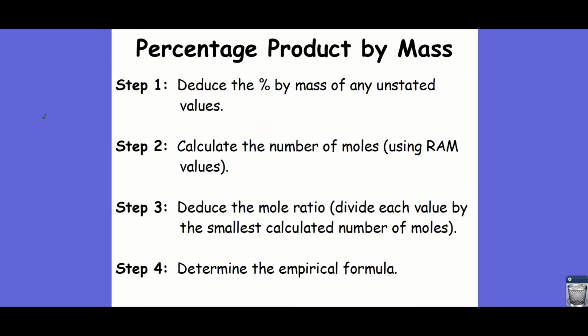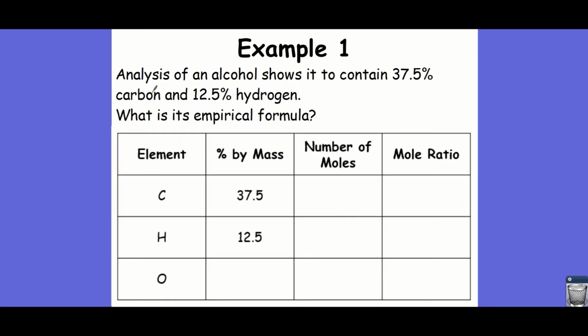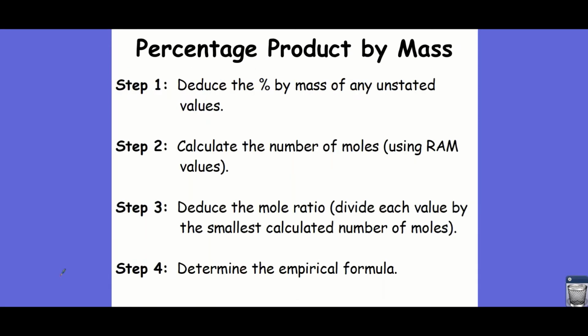So there are a couple of different ways in which you might be given the results after your molecule has been passed through the combustion chamber. You may be given your results as a percentage product by mass. So if we have a look at the next slide, here is an example of a question. Analysis of an alcohol shows it to contain 37.5% carbon and 12.5% hydrogen. You would be asked to work out its empirical formula. So here is just a step-by-step guide to how you would do that.